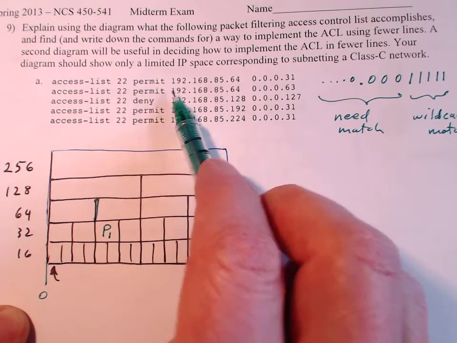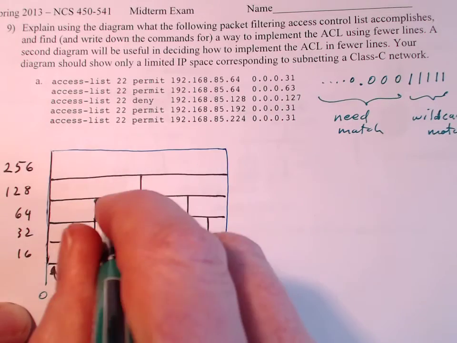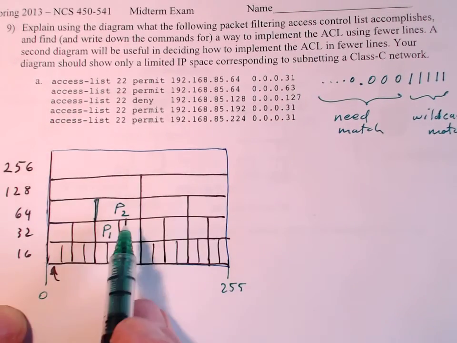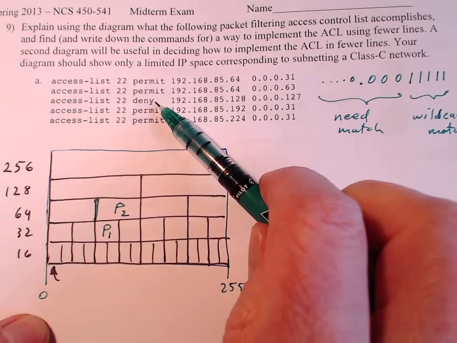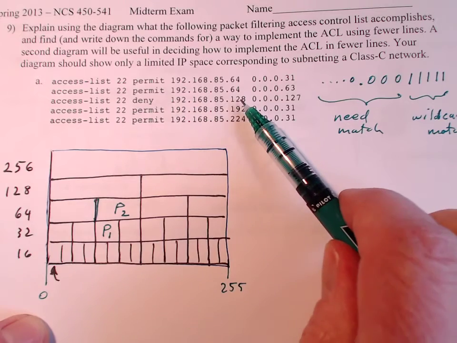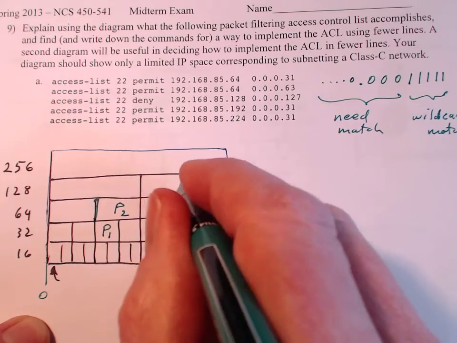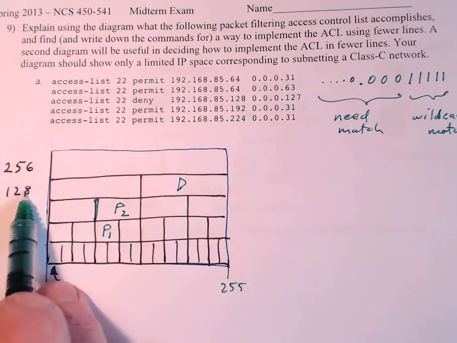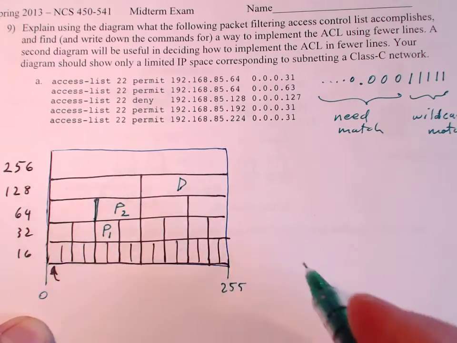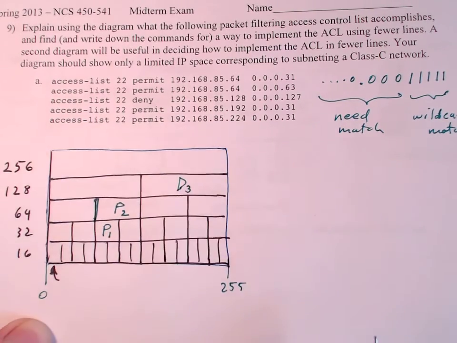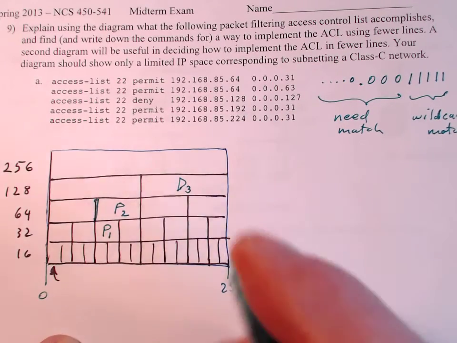Then I'm going to permit a block starting at the same spot, which is 64 wide. So I'm going to permit, and I'm going to put a 2 on that P because it's second in a row. Next, I'm going to deny a block starting at address 128, which is 128 wide. Now I'm going to deny this entire block up here, starting at address 128 and of width 128. And I'm going to put a 3 on that. Finally, I'm going to permit one with 32 starting at 192.